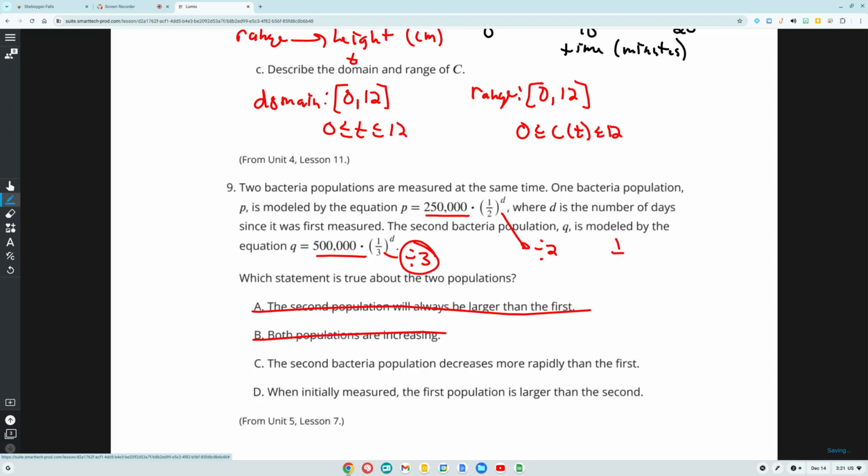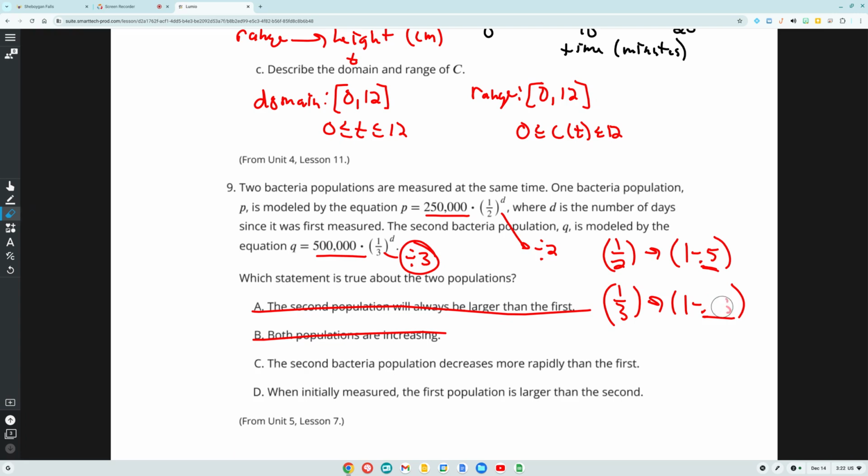Now, the other way that I've seen people do this is they can say that this base of 1/2 can really be rewritten as 1 minus 0.5 to show that we are actually decreasing by 50%. The same thing with that 1/3. 1/3 could be rewritten as 1 minus 0.33, and I'm just rounding here, showing that we're decreasing, not minus 0.33, minus 0.66, 2/3. Meaning we are decreasing by 66%. And decreasing by 66% is way more than decreasing by 50%. So C is my winner.